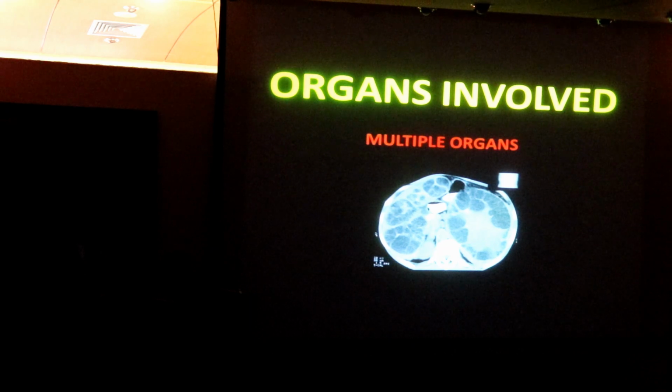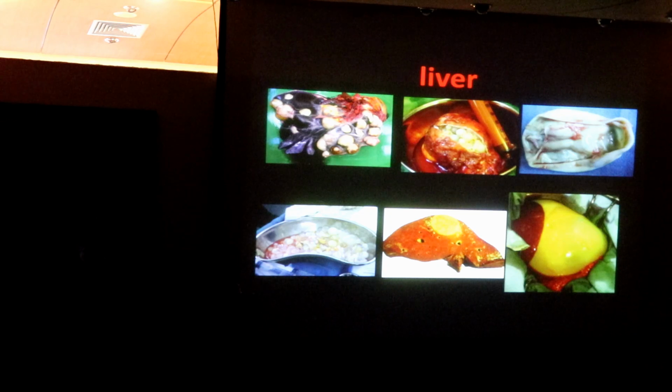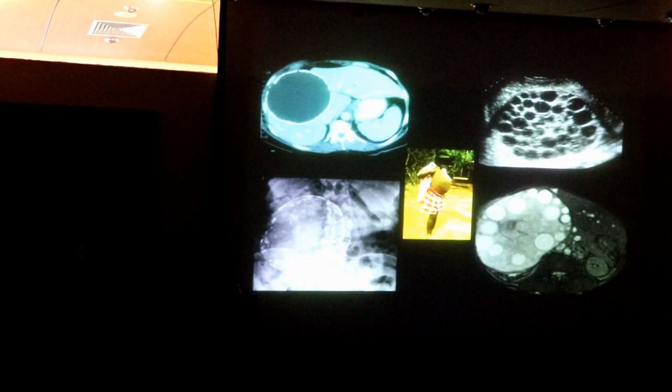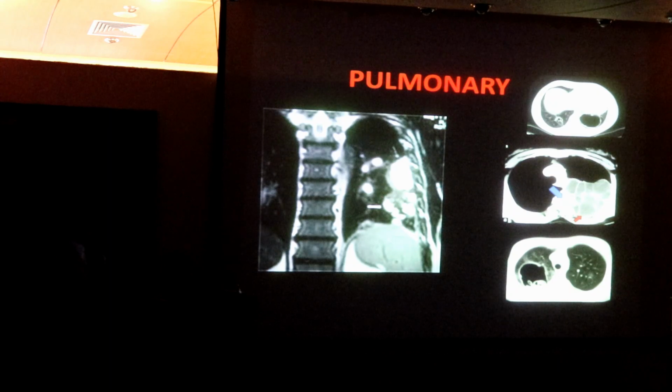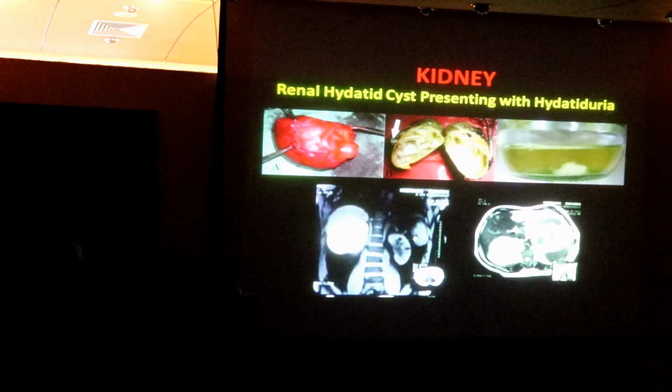So let's see what organs are involved in hydatid disease. You may get one system, you may get multiple organs. Liver is the main one, as you can see. Different sizes, look at this. Could be calcified. It can affect the lungs. And Dr. Muntasir showed the case of cardiac hydatid. It can affect the kidneys.